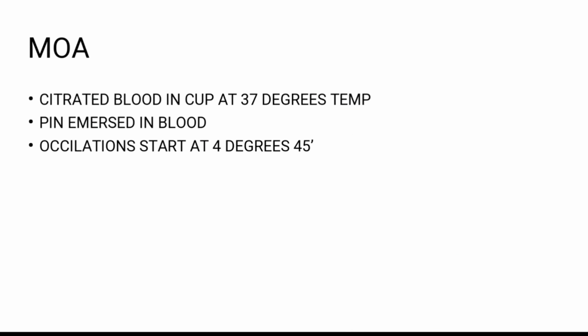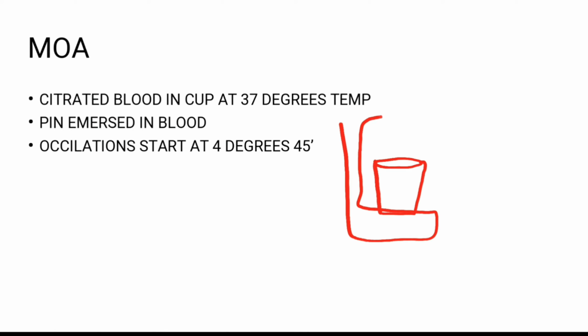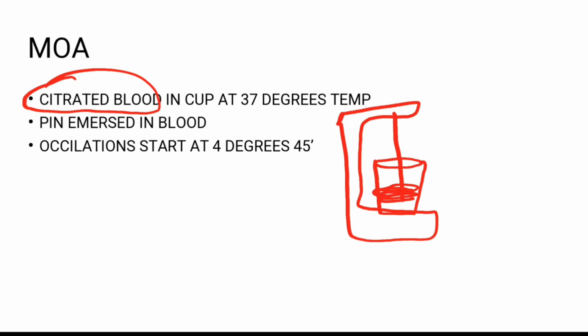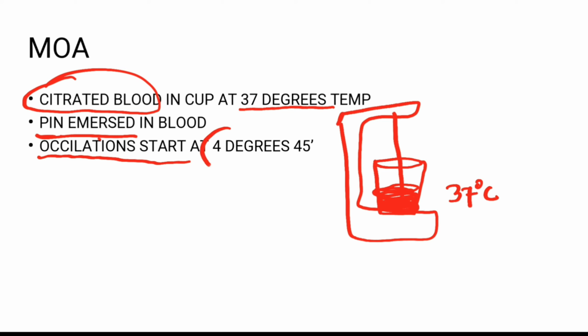So what happens during the test? In the machine, there is a cup, and below the cup there is a heating component, and above the cup there is a torsion pin suspended inside the cup. We take a citrated blood sample in the cup and heat the sample at 37 degrees Celsius, which is body temperature. The pin is immersed in the blood, and the cup starts oscillating at 4 degrees 45 minutes. So the cup starts oscillating.